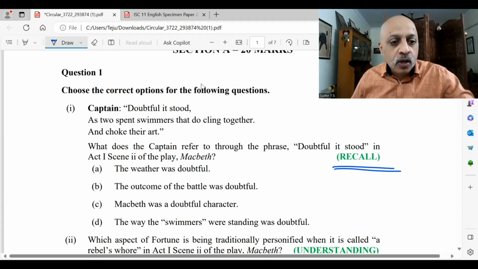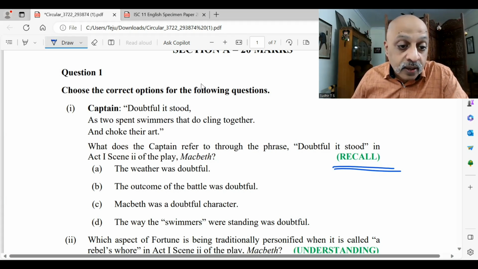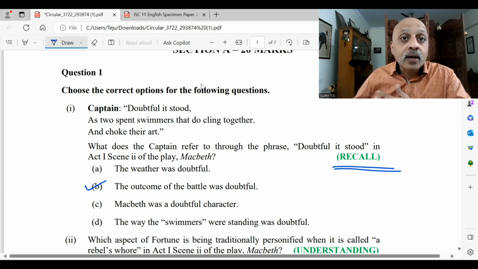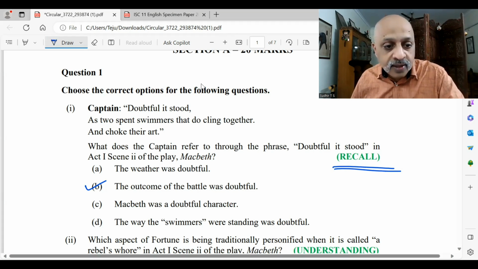The weather was doubtful. The outcome of the battle was doubtful. Macbeth was a doubtful character. The way the swimmers were standing was doubtful. What is it? Is it A, B, C, or D? So the correct answer is B. Okay. Because the outcome कौन जीतेगा उसके बारे में गारंटी नहीं थी.